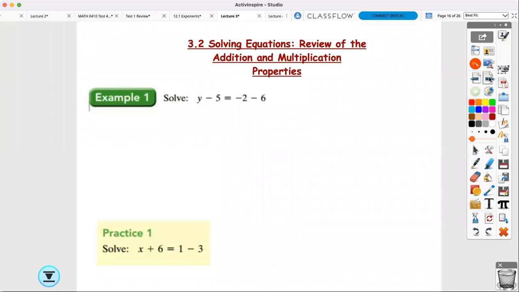All right, we're on 3.2, guys. The next section. I'm gonna go ahead and give you guys about 2 minutes to set up the title and example 1. Then we'll jump into it, okay? We're gonna be solving equations. We're gonna be reviewing the addition and multiplication properties. But now we're gonna add extra steps to what we've learned before, okay? The equations are gonna get a little bit more intense.